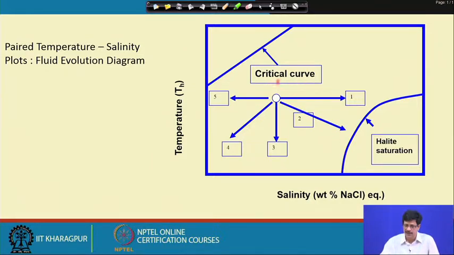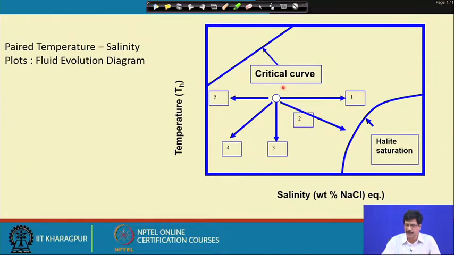Now, more important here is the fluid evolution path that we think of. The fluids in the earth's crust can evolve in some specific ways: either the fluid could cool, or the fluid could boil, or the fluids could mix. Fluid mixing is a very common phenomenon in crustal processes, and there are many ways the fluid mixing is manifested.